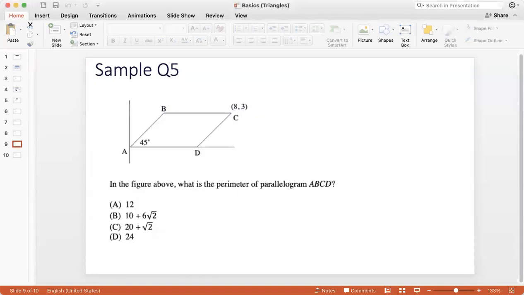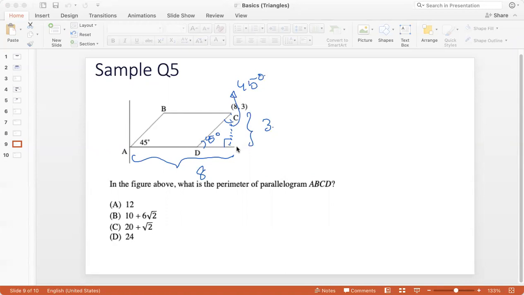Okay, question 5. In the figure above, what is the perimeter of parallelogram ABCD? Okay, so we are given this angle 45 and we are given the coordinates of point C, right? So what does that tell me? If I drop a perpendicular like this, then it tells me that this distance is 8 and this distance is 3, right? If this is 45, then this angle is also 45 because these two lines are parallel. So these are corresponding angles. And if this is 45, this is 90, then this also is 45, right?